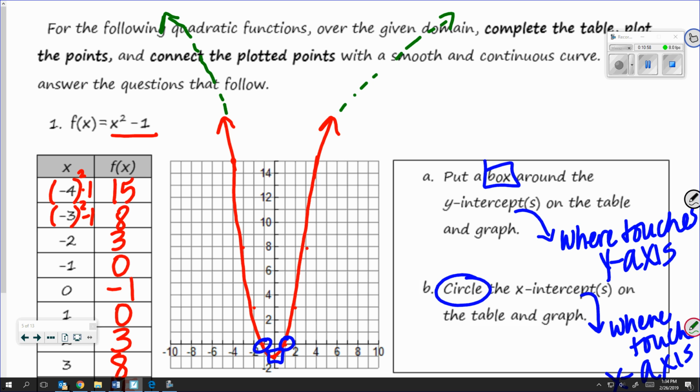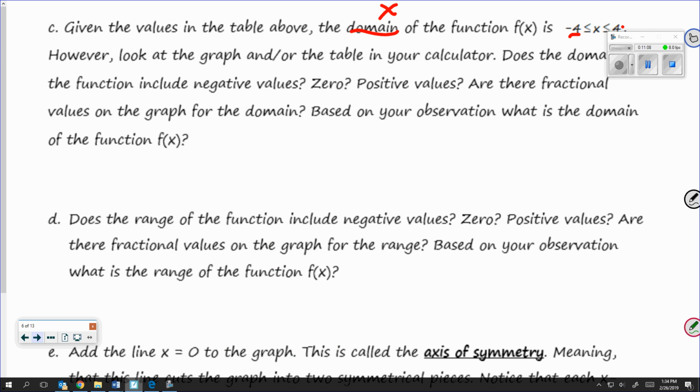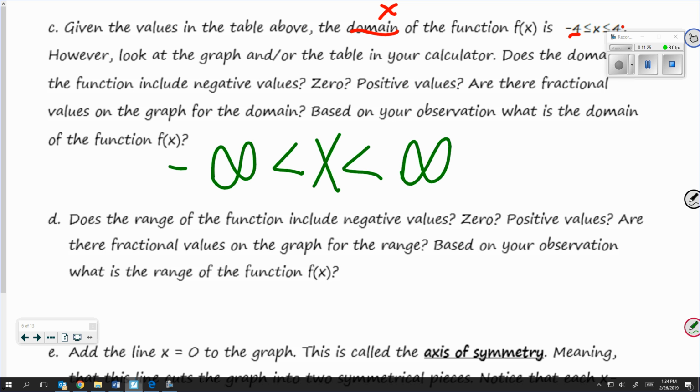So what would your domain be? Would it ever stop? It wouldn't ever stop, because it can't. There's nothing making it stop from going out. So for my domain, I have my x, I have my 2 less than signs. The farthest left it can go is negative infinity. The farthest right it can go is infinity. And what else is that called? All real numbers.